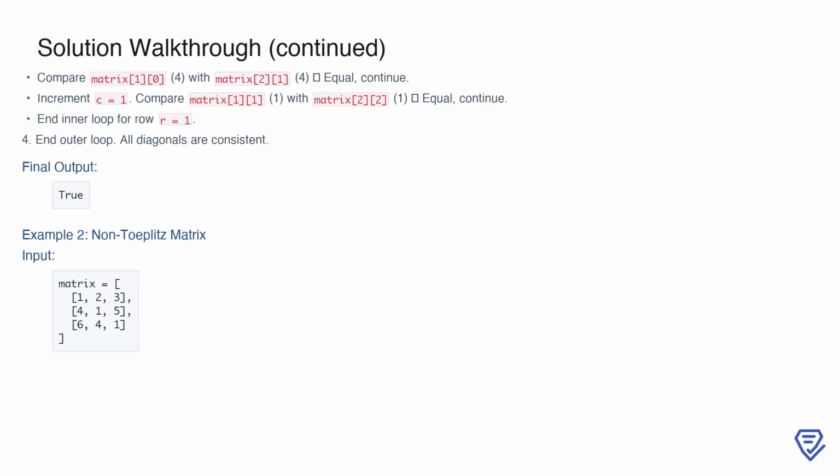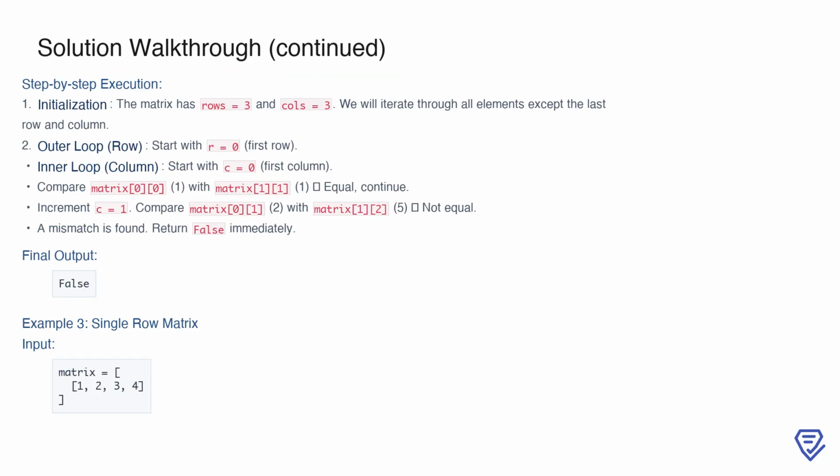Now, let's look at an example that is not a Toeplitz matrix. In this case, the matrix is still a 3x3 grid, and we follow the same initialization process with rows equal to 3 and columns equal to 3. For this new matrix, we begin with the same approach. Starting at row 0, column 0, we compare matrix[0][0], which is 1, with matrix[1][1], which is also 1. These values are equal, so we move to column 1.